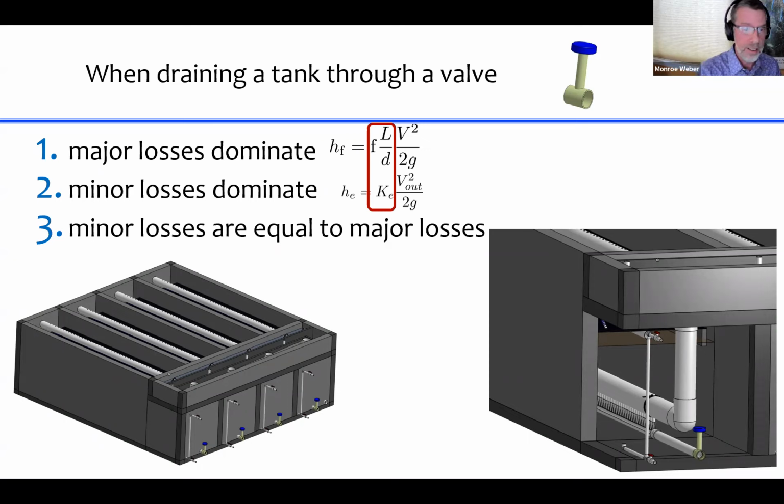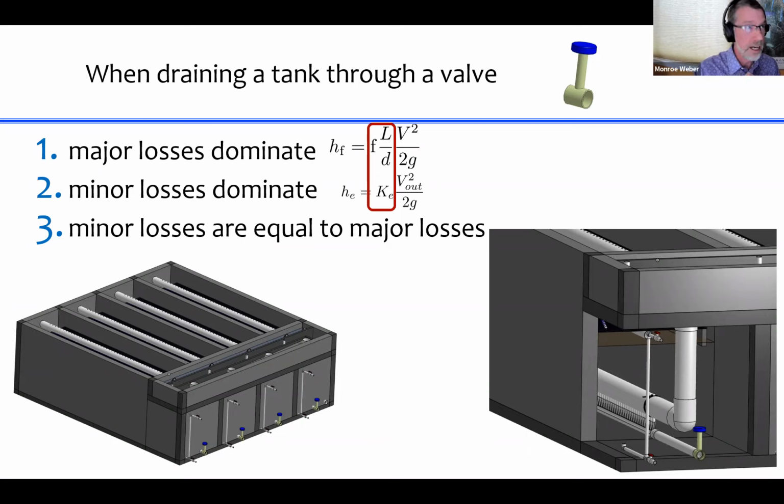For this pipe, there had to be an entrance somewhere. There's an exit where it's just dumping out and all that energy is lost. And there's the valve, and there's going to be some losses through the valve. Net is that at least you lose all the energy coming out the end of the pipe. So that's a K of 1. And so the question is, is FL over D greater than 1?